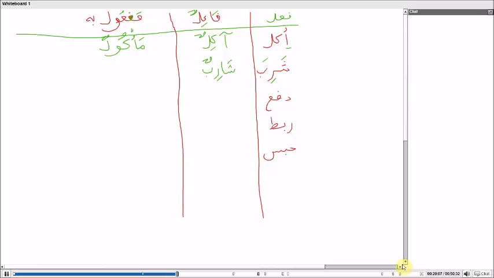Okay, what's the maf'ul? The maf'ul will be mashrabun. No, mashrubun. Mashrubun. Same thing. Somebody put a soda in there, I drank it. It's mashrub.